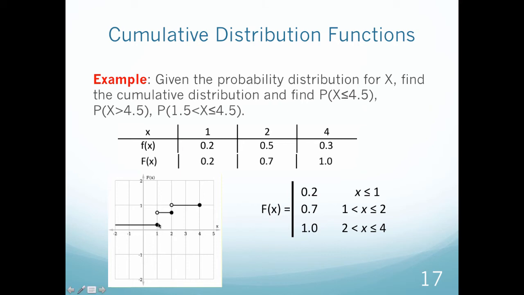Okay, so I'm going to say for x values less than or equal to 1, I have 0.2. For x values between 1 and 2, so notice I don't include the number 1 here, but I do include the number 2 here, I'm going to be at 0.7. Okay, and then for x values ranging between 2 and 4, but not including 2, my value is going to be at 1. So this piecewise function written out like this is my cumulative distribution function. So notice it's a capital F of x, and then I have my probabilities, and then their associated x values.